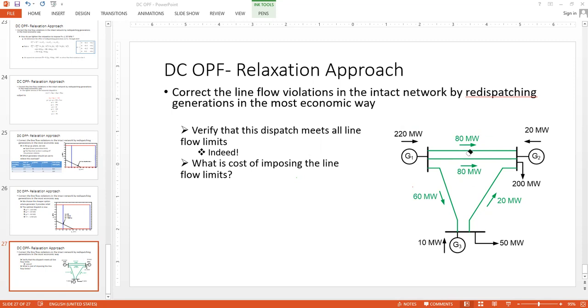So that is our DCOPF. This is the least costly option of generation, satisfying all the line flow limits and satisfying the load generation balance. So that's all for DCOPF.